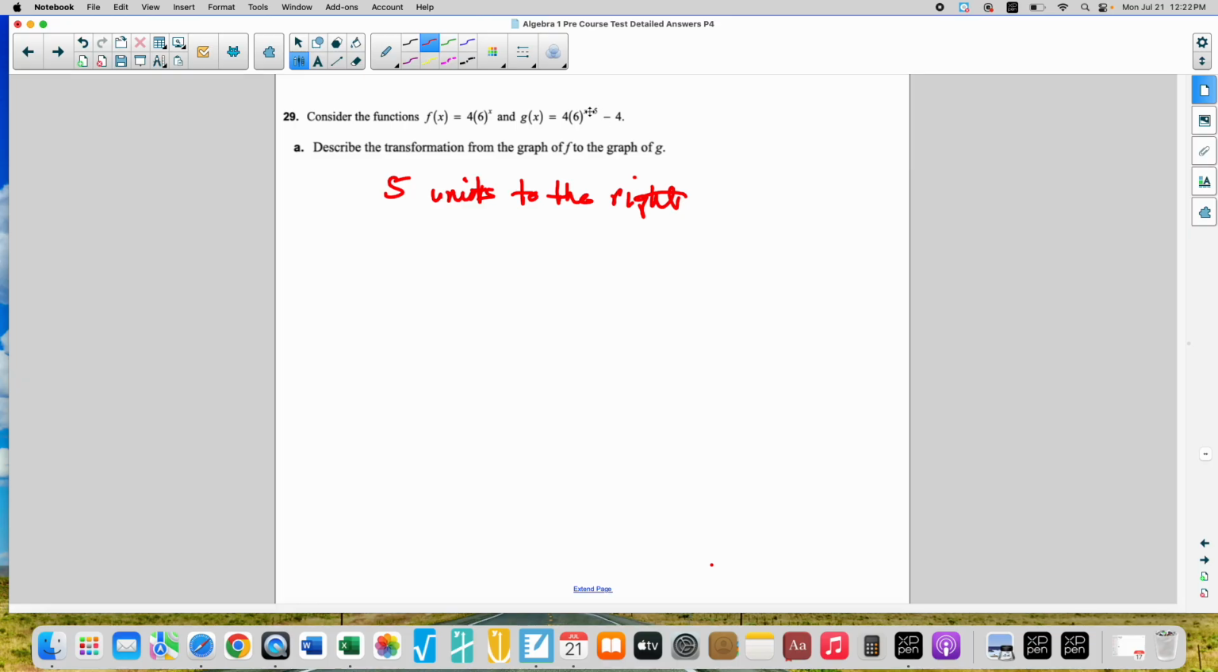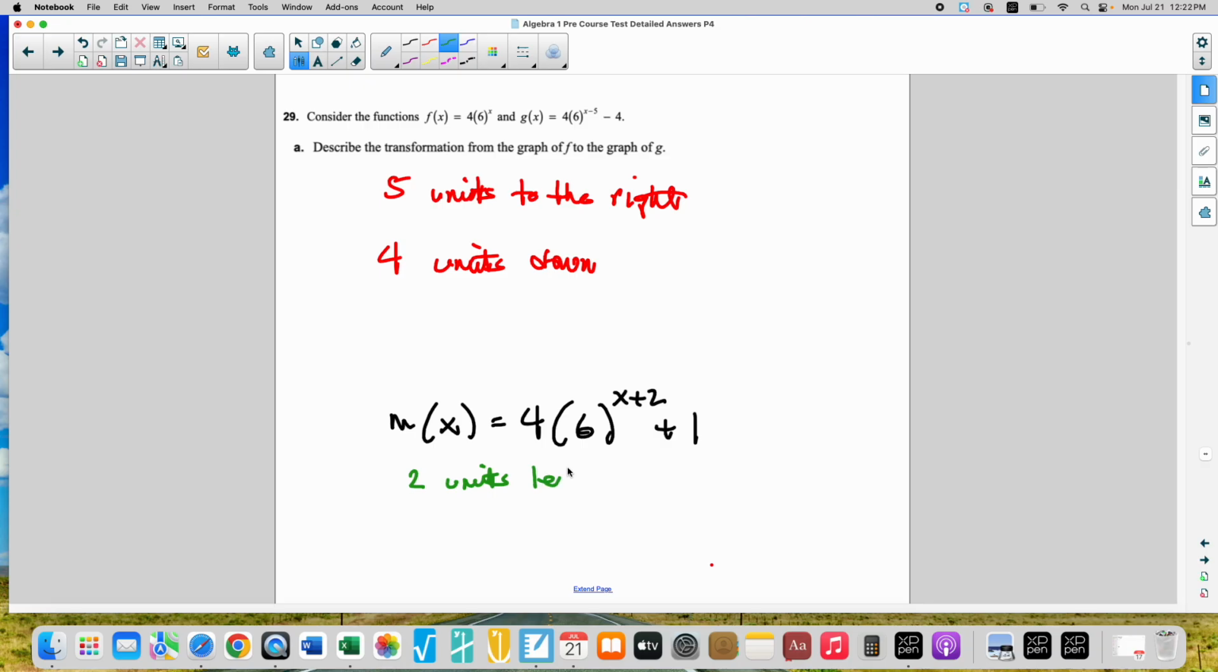That was the exponent shift. And then it's going to go 4 units down. And that was this part. Okay, so if I gave you something like m of x equals 4 times the quantity 6 to the x plus 2 plus 1, what do you think the shift's going to be there? The shift is going to be 2 units left, because this is left and right, and 1 unit up, because this is the up and down. Cool. That was just a little practice one.